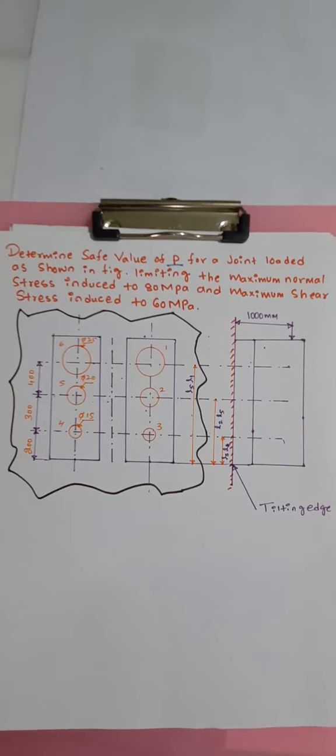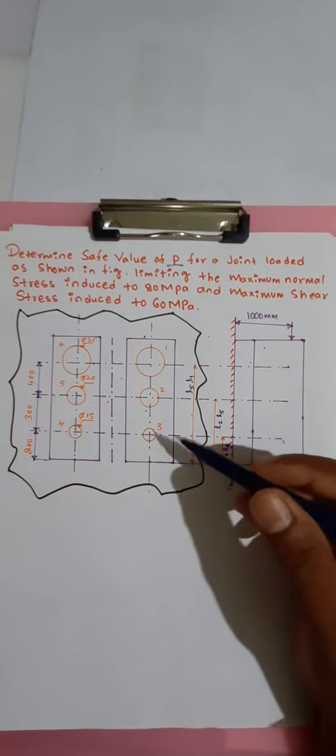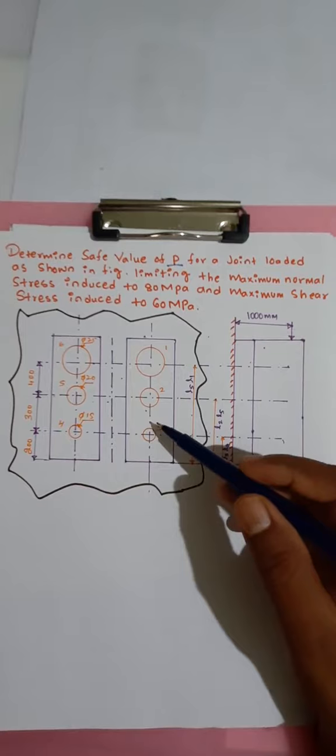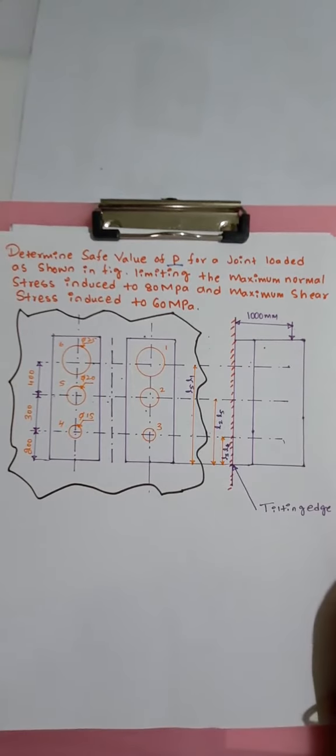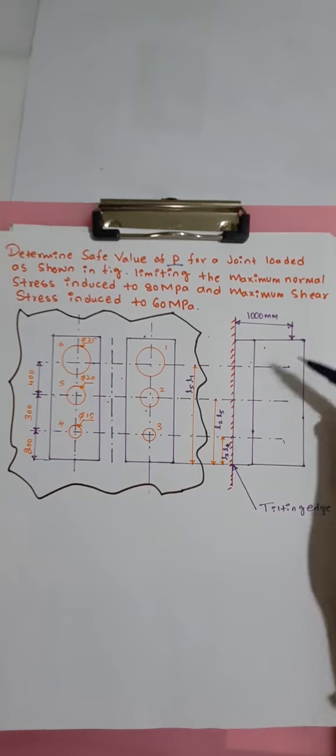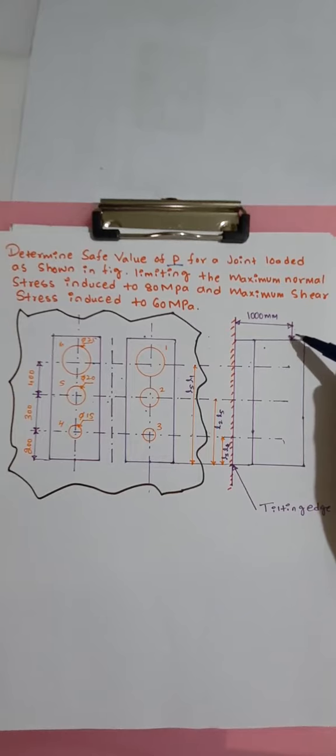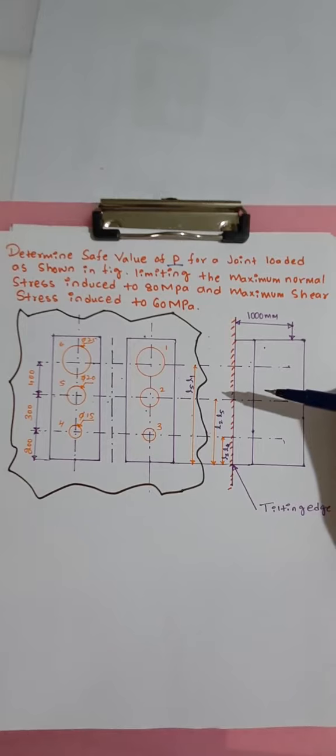So now, this is the given joint we have. Here we have six rivets. The eccentric load is acting at a distance of 1000 mm from the tilting edge. So we need to find out L1, L2, L3, L4, L5, L6, and also the eccentricity, the value of E.